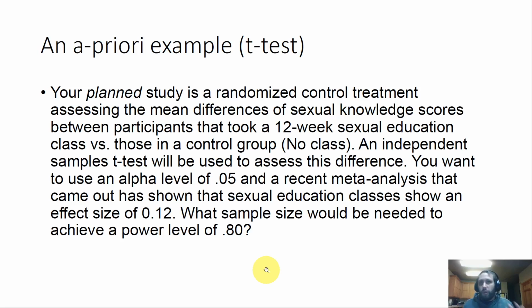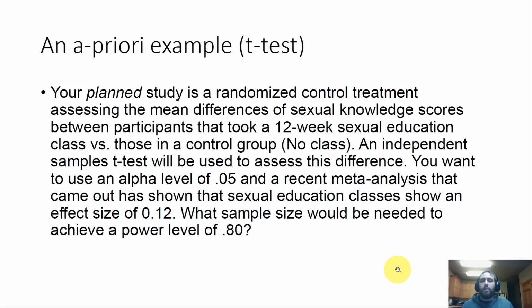So I went ahead and just created another word problem for you all to run. So here's how it goes. It says, your planned study is a randomized controlled treatment assessing the mean differences of sexual knowledge scores between participants that took a 12-week sexual education class versus those in a control group. And the control group was just those with no classes. An independent samples t-test will be used to assess the difference. So you want to use an alpha value of 0.05 because that's pretty standard. And a recent meta-analysis that came out has shown that sexual education classes generally show an effect size of about 0.12.